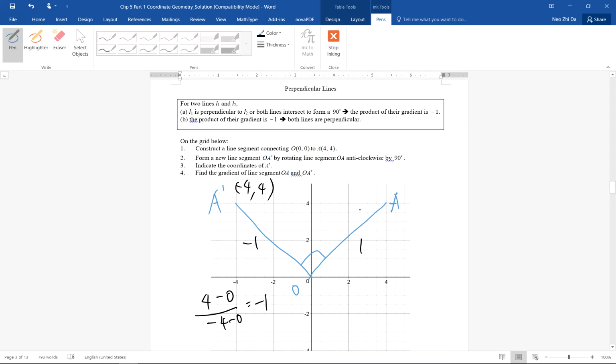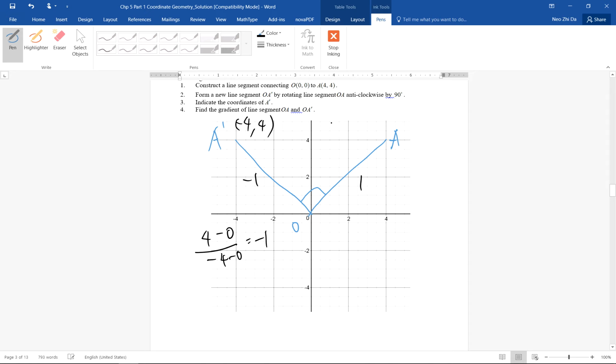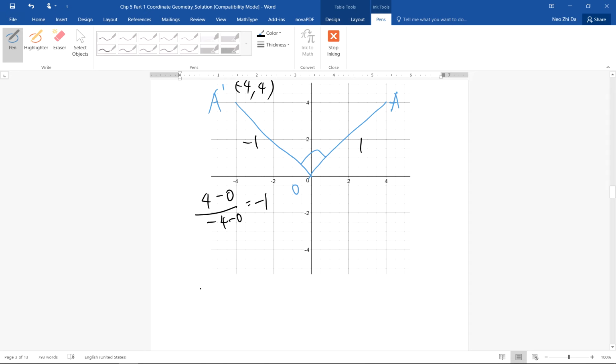Over here, what I want to let you know is that when lines are perpendicular to each other, the product of their gradient actually is negative 1. Okay, you realize that? And vice versa, if the product of their gradient is negative 1, it means it's perpendicular lines. You just remember this formula: line 1 times line 2, if these two lines are perpendicular, the answer will be negative 1.